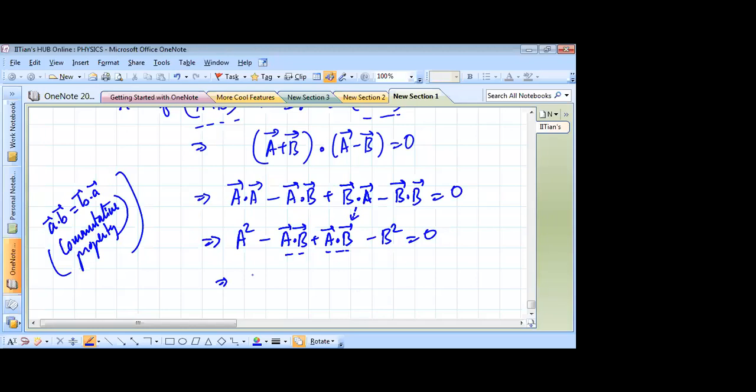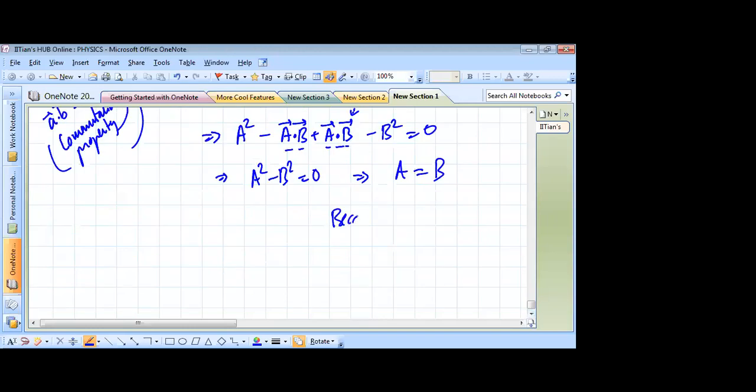So we have A square minus B square is equal to 0, which generally means that A is equal to plus minus B, but here we just take A equal to B because A is magnitude of A. So it's a modulus, so it cannot be a negative quantity. And B is magnitude of vector B. So it's a modulus, so that also cannot be a negative quantity. So that's why it just means that A is equal to B.